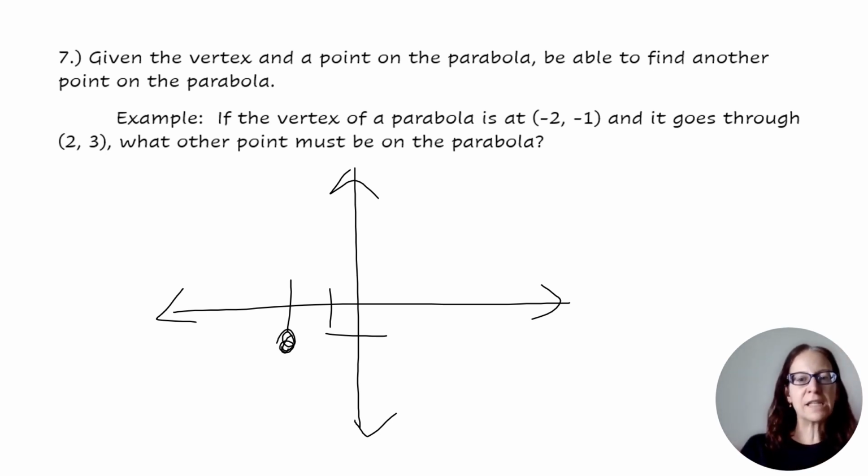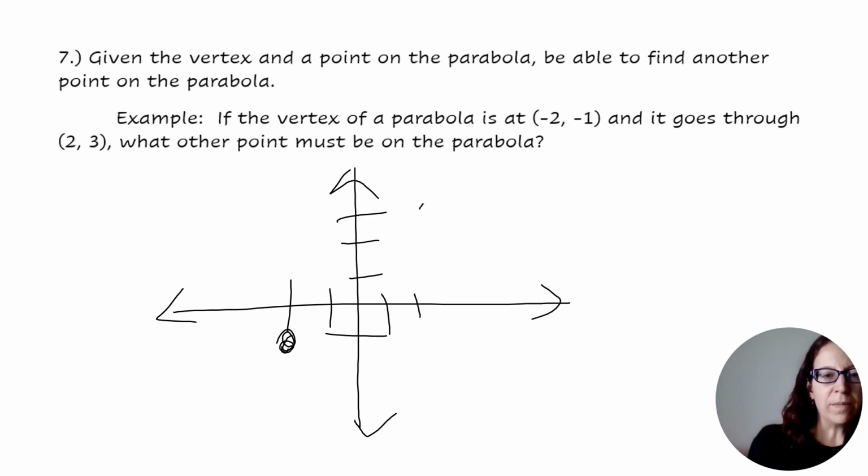What I do recommend, though, is making sure that you are paying attention to negatives. On the Unit 1 test, there were all kinds of points that were plotted incorrectly because people were just not paying attention to negatives. So -2, -1, put it in the right spot. Now, this parabola goes through the point 2, 3, which is going to be over here. Okay, now here's what we know. We know that parabolas are symmetrical. So if you put in your axis of symmetry, you know that there must be another point over here that mirrors the point that we were given, the point 2, 3.